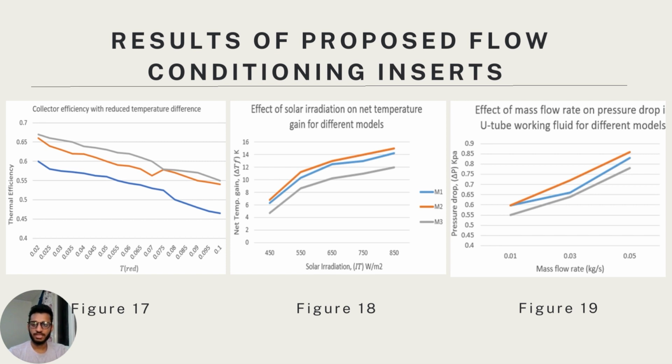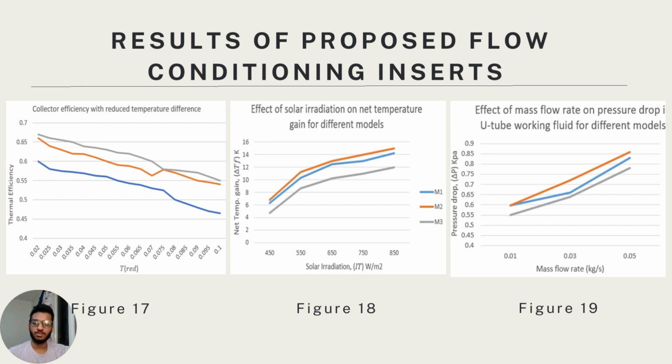The second reason is that the triple fin decreases the cross-sectional area of the flow passage, leading to a stronger turbulence intensity that helps to provide a larger interaction area of the fluid with the tube wall, and hence it enhances the heat transfer. The results of all fin U-tubes are illustrated in figures 17, 18, and 19.